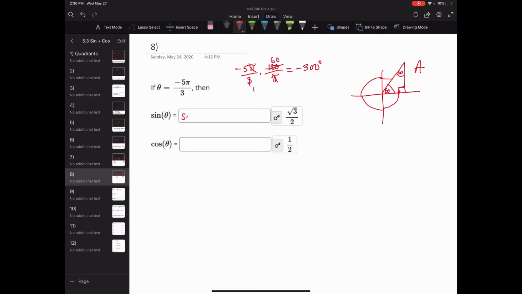So this is the same thing as saying sine of 60. So sine with respect to this angle. The side across from the smallest angle is 1. Then this is square root of 3, and this is 2. So sine is opposite over hypotenuse, that's square root of 3 over 2. And cosine of 60 is adjacent over hypotenuse, which is 1 over 2.